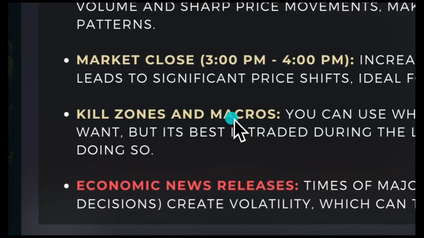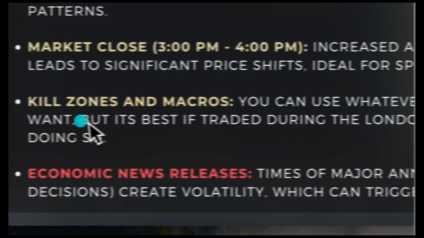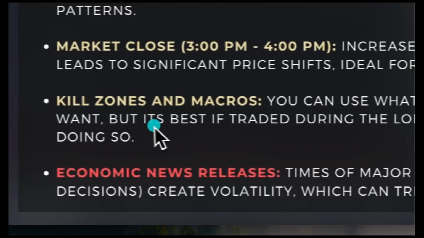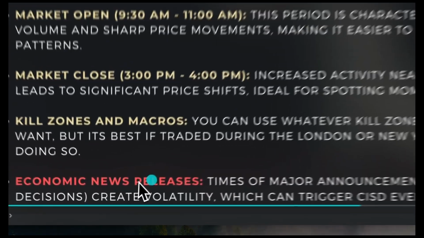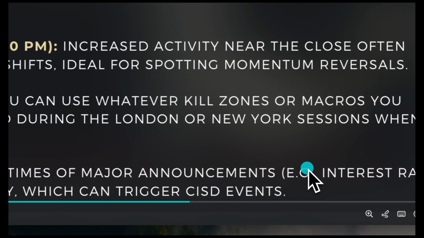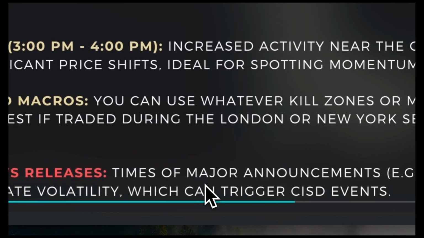Kill zones and macros. You can use whatever kill zones or macros you want, but it's best if traded during the London or New York sessions when doing so. Next is economic news releases. Times of major announcements like interest rate decisions create volatility, which can trigger CISD events.